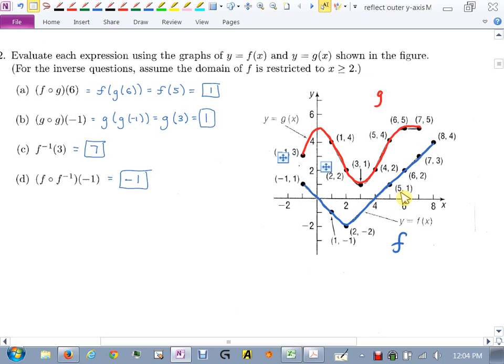It's like a chain. Once you see it, it's not that bad. Okay, 6 goes into G first. So let's go to 6 on the x-axis. Plug it into G, which is the red one. Plug in 6, it spits out what? 5. Now take that answer, 5, and now plug that into F. So go to 5 on the x-axis, plug it into F, and what does it spit out? 1.